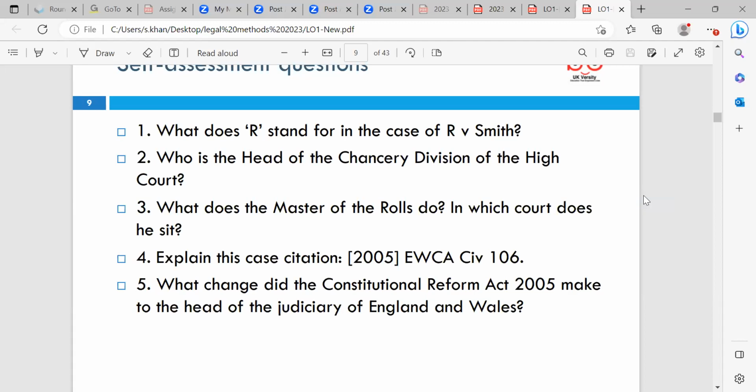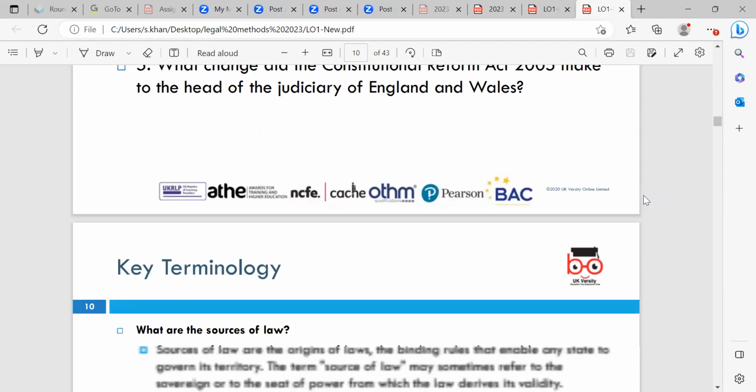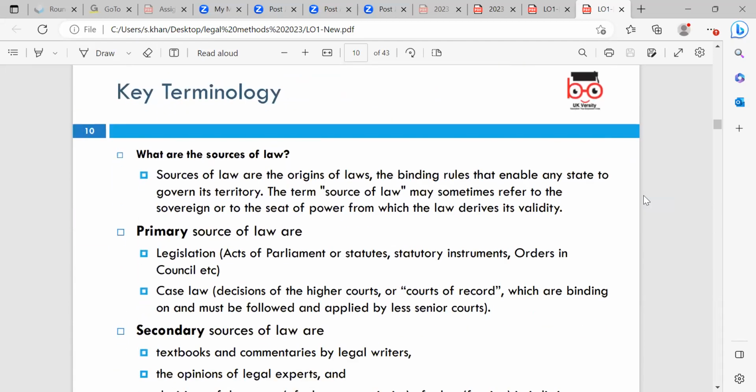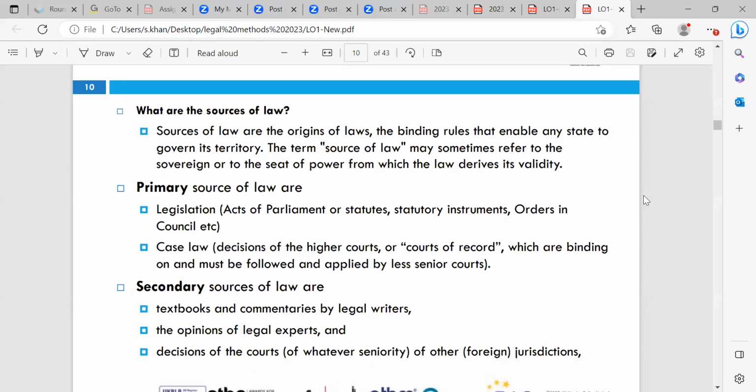Okay. So some key terminology that may be important, if you don't understand the law in the UK: what are the sources of law?